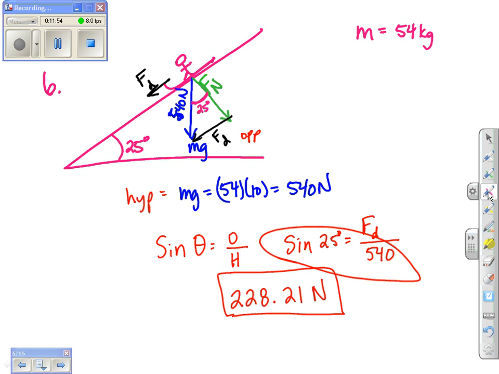Now remember, this FD can also be labeled WX or F of X. It can have all different little sets of information on it because it's really just a component of your gravitational force. So don't flip out if you see it a different way. They can be done this way all the time. All right, moving on.